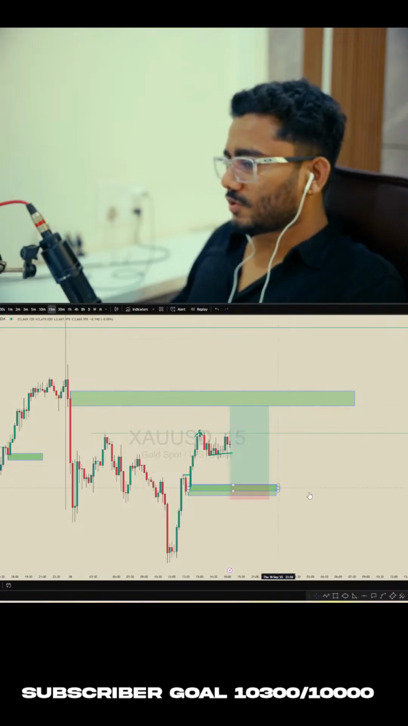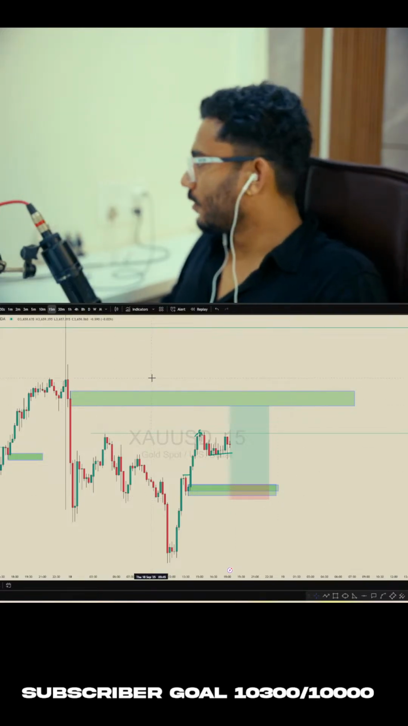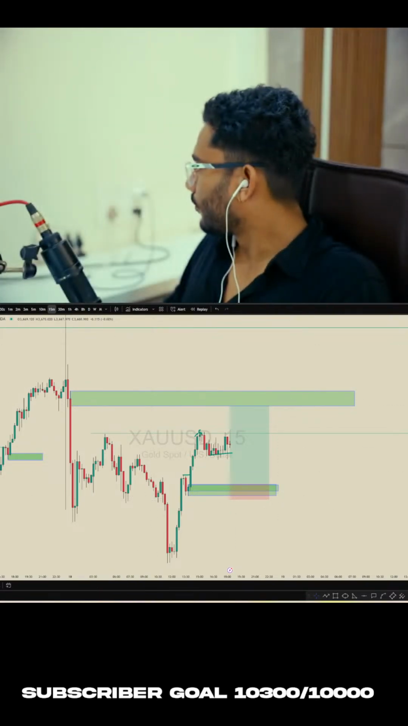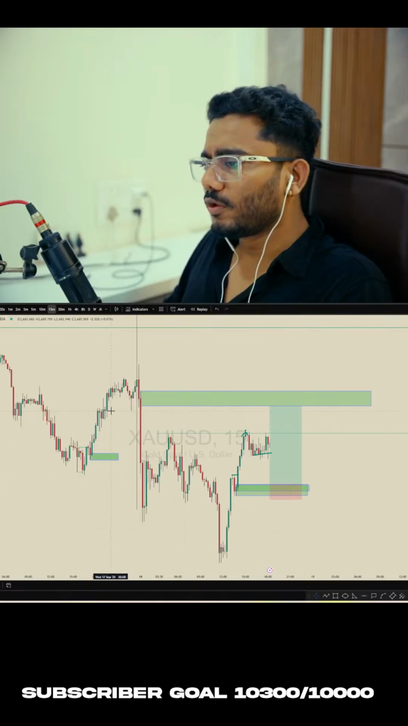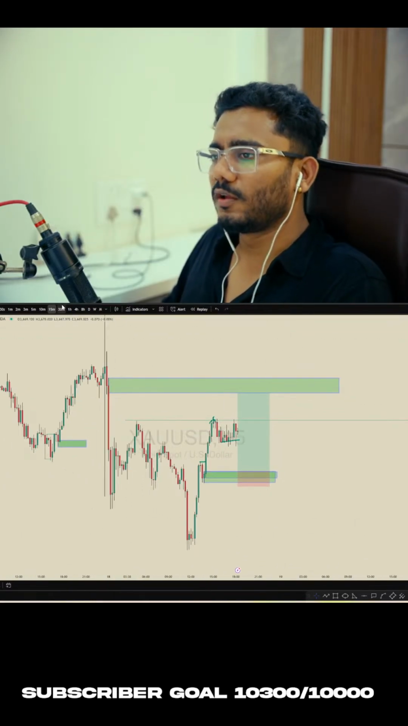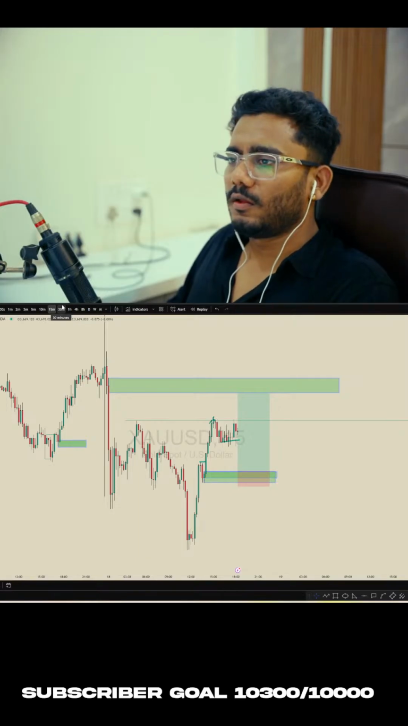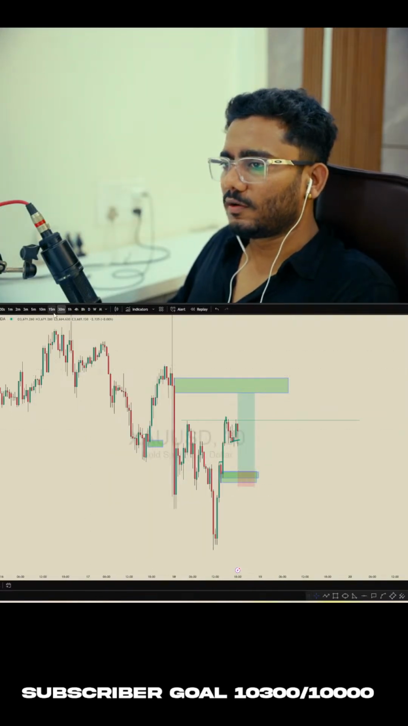How to read the market structure? Look for inducement on higher time frame and trade in that direction. Simple. How to take confirmation entry on which time frame? So there are two types of confirmation entry. First one is look for engulfing, and second one is look for a change of character or CISD.